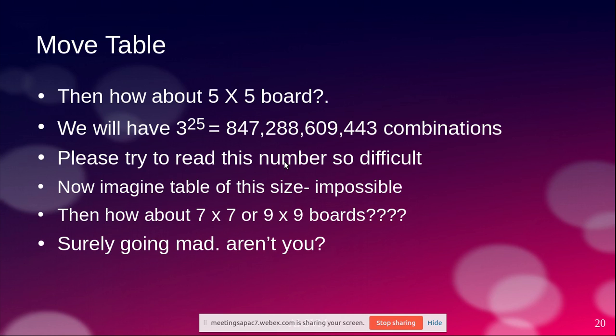Anyway, okay, that was a 3 by 3 board. Now, how about a 5 by 5 board? Then you will have 3 to the power 25. 5 by 5 means 25 cells are there, so you will have totally 3 to the power 25 combinations possible. I don't know how you read this. 8.47 times 10 to the power 11, or something like 0.85 trillion options are there.